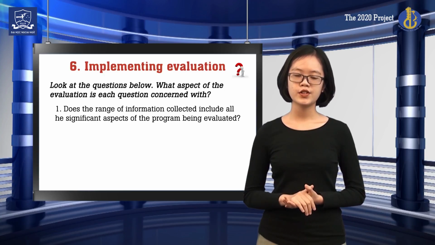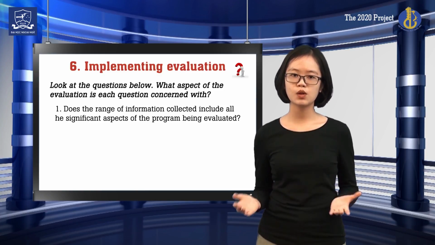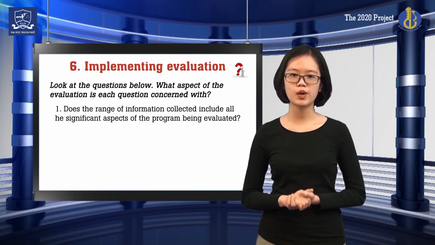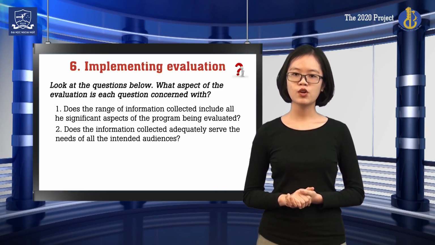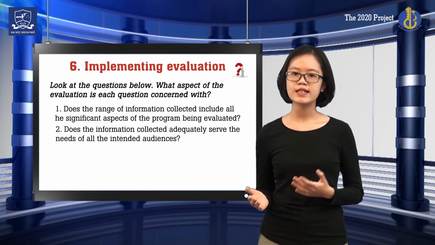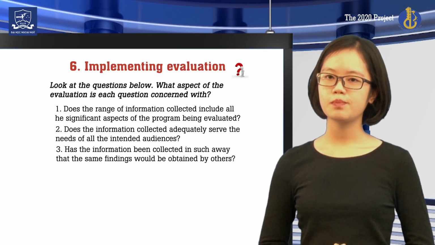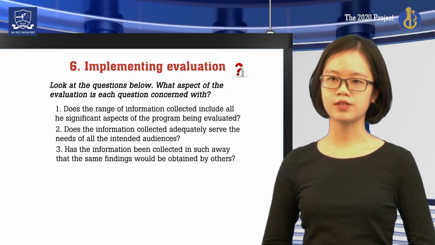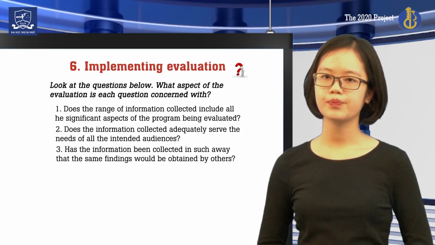Does the range of information collected include all the significant aspects of the program being evaluated? This question deals with the scope of evaluation. Does the information collected adequately serve the needs of all intended audiences? This question is about the audience of evaluation. Has the information been collected in such a way that the same findings would be obtained by others? This question deals with the reliability of evaluation.